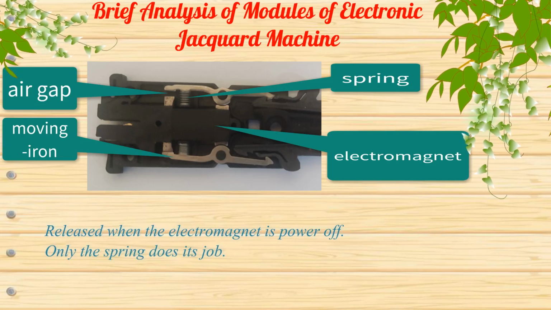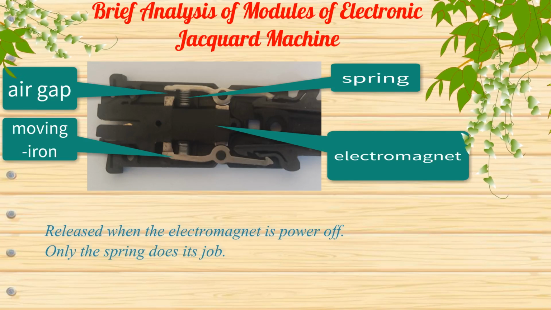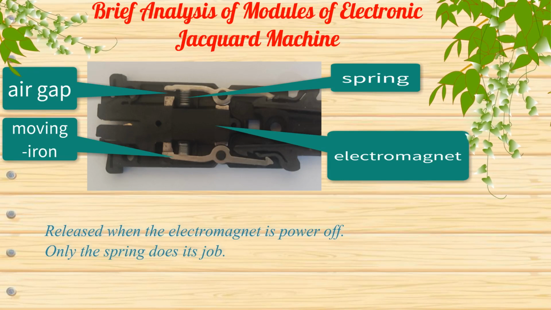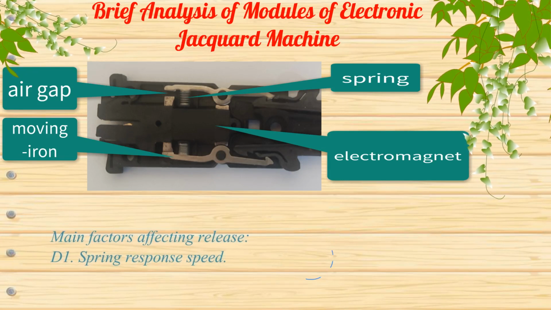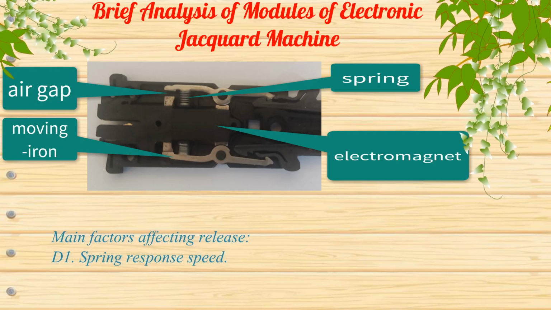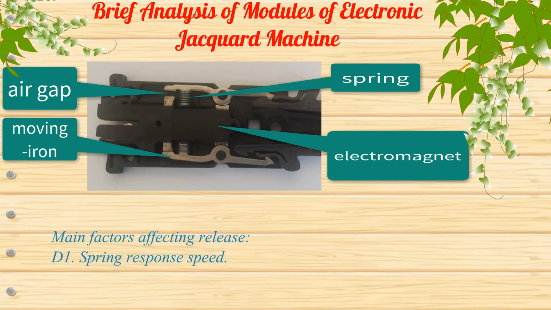Released when the electromagnet is power off. Only the spring does its job. Main factors affecting release. D1. Spring response speed.